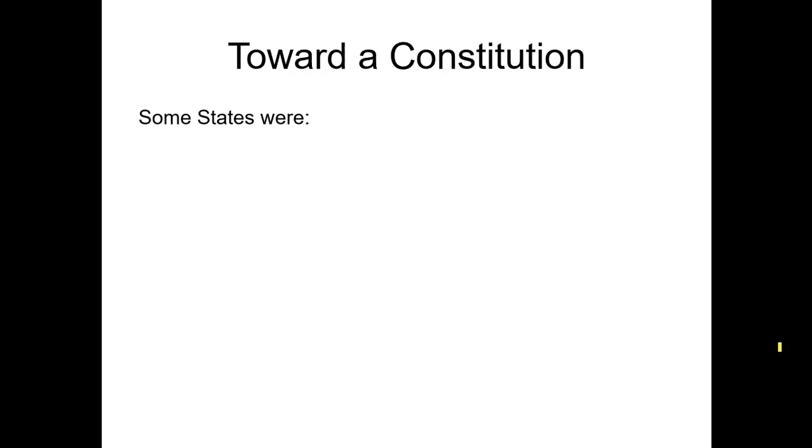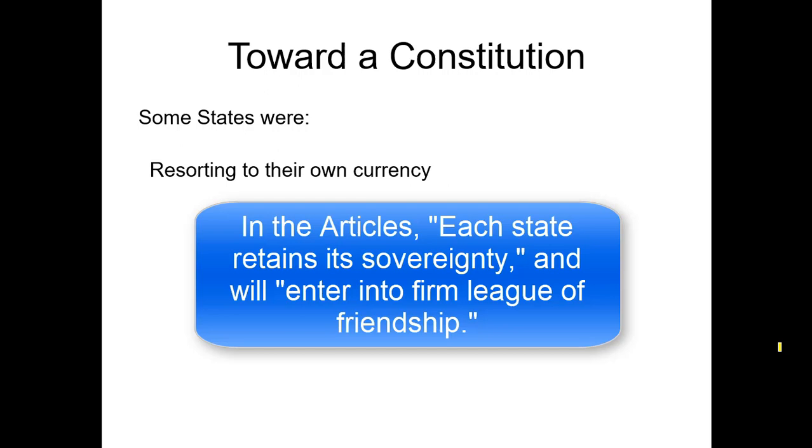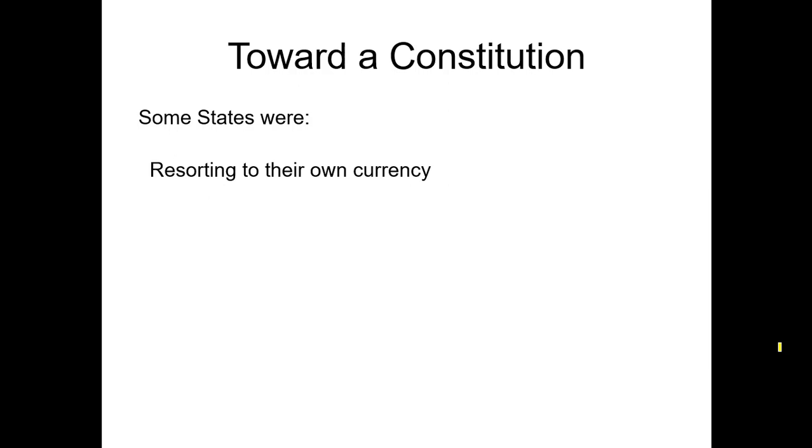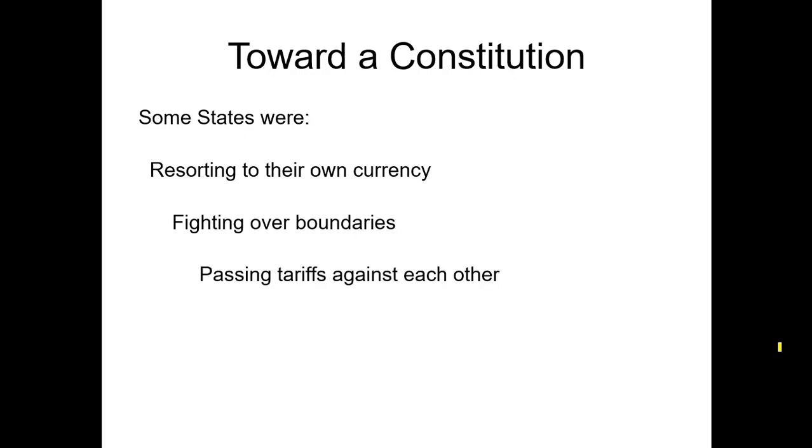Now, because the states were pretty much entitled to do whatever they wanted to do, we started to see some conflict between the states here in our United States of America, which were not really united yet. Some states were coming up with their own currency. Now that could create problems, competition, and economic problems between states. We had some states that were still fighting over their borders. Some states were passing tariffs. These are taxes on imports against each other, charging them to use their ports.